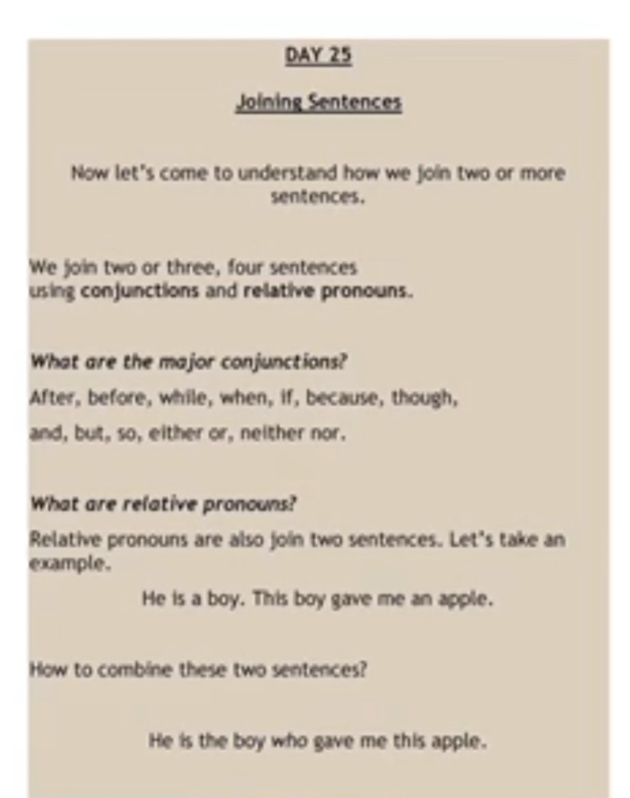We do day 25, joining sentences. Now, it's very important to understand how we join sentences in English. Let us come to understand how we join two or more sentences. We join two or three or four or even more than that using two kinds of words. One are conjunctions. The second are relative pronouns.